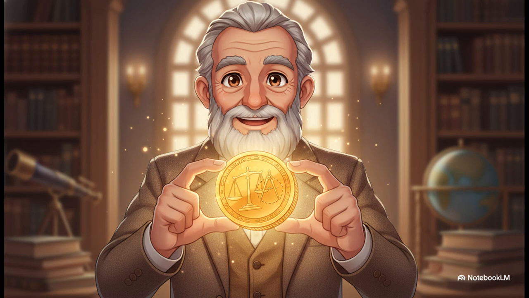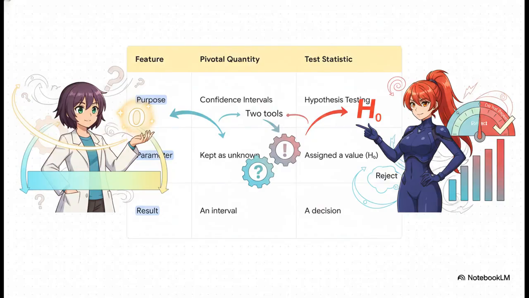Seriously, this isn't just some fun fact for a stats trivia night. This distinction is the bedrock that hypothesis testing and confidence intervals are built on. They're like two sides of the same coin, and you could say the pivotal quantity is the coin itself. This table just lays it all out perfectly. On one hand, you've got the pivotal quantity. Its whole purpose is for building confidence intervals. You keep the parameter as an unknown variable so you can build an equation around it and solve for a range of plausible values.